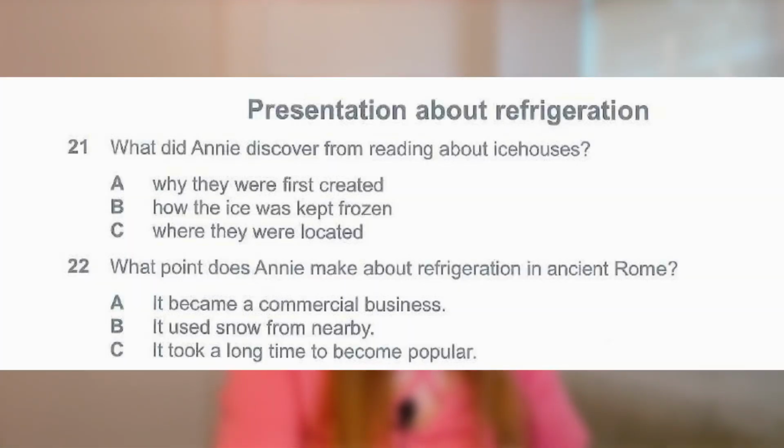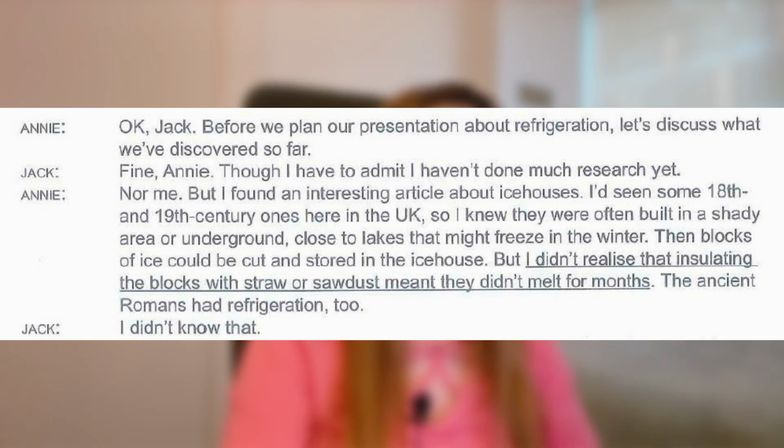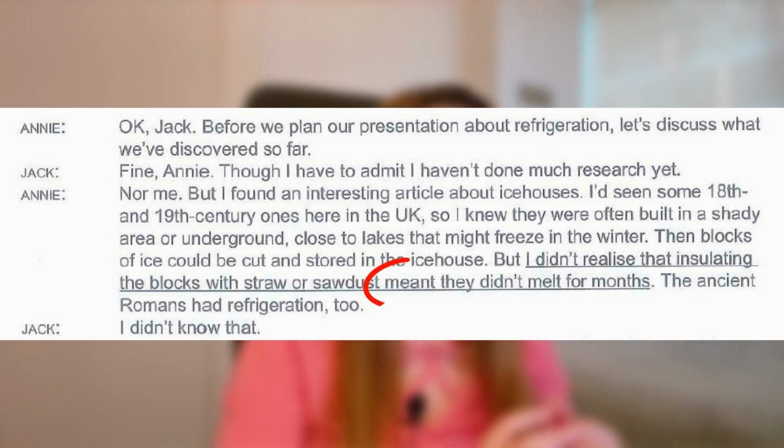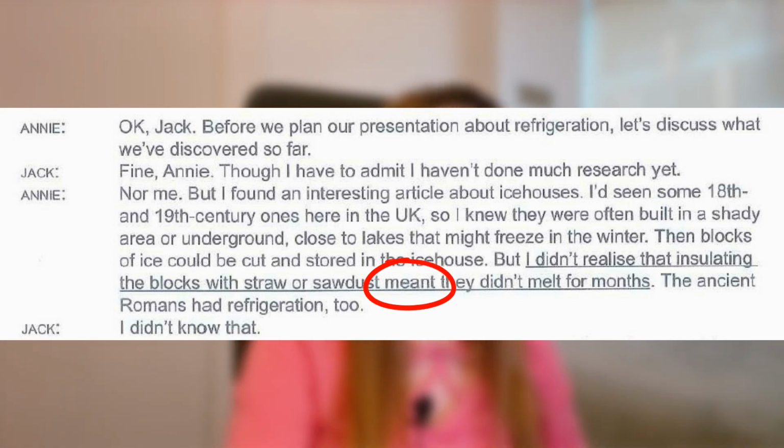That's why be careful with tenses, especially past perfect. Past perfect shows that one action happened before the other action. And she says, so I knew. I knew means that she knew this before. That's why C is not the answer. The answer is B, how those blocks were kept frozen. And the word that is a bit confusing here is meant: insulating the blocks with straw and sawdust meant they didn't melt for months.